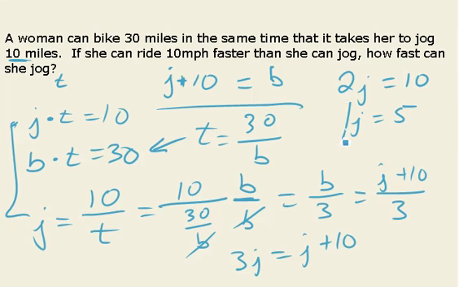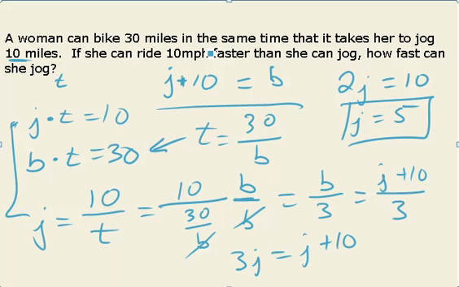So that's our answer, 5. She bikes 10 miles per hour faster, so she's going to bike at 15 miles per hour. From that, we could even figure out how long this mystery amount of time was, right? If she's biking at 15 miles per hour and she went 30 miles, that means that she had to be biking for 2 hours. Or similarly, if she was jogging at 5 miles per hour and she went 10 miles, she was jogging for 2 hours, right?